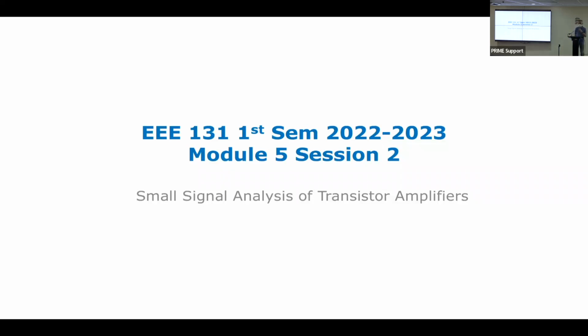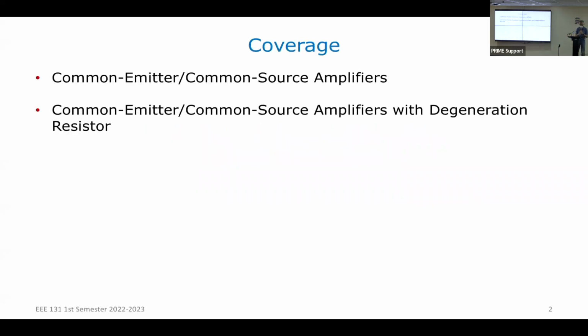Okay, so we'll continue with our discussion on small signal analysis of transistor amplifiers. And this is what I plan to take up for today: the common emitter and common source amplifiers. So these are very basic amplifiers. And then we'll discuss, if we have time, common emitter and common source amplifiers with degeneration resistors.